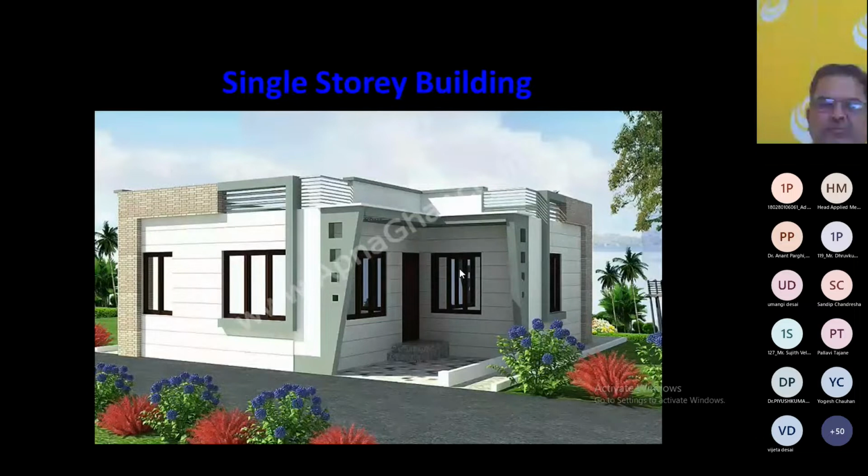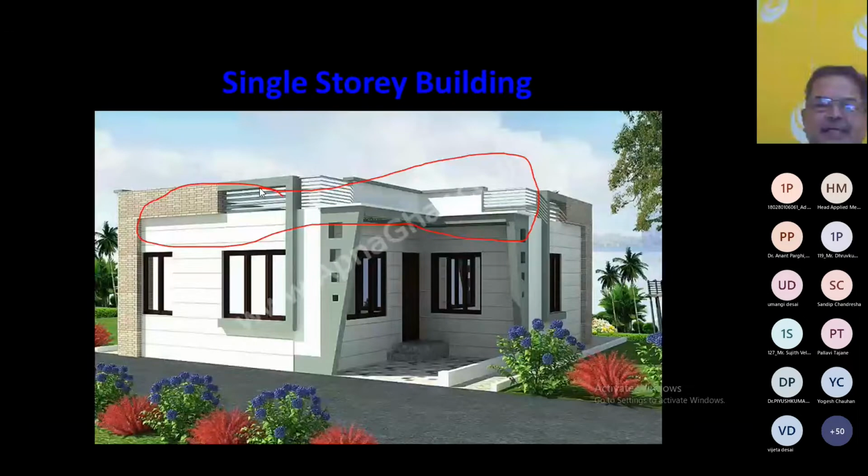Single story building having a larger mass at the top, right? Here the slab is located here. So heavy mass is at the one level, right? So if you want to model, you understand, we are not able to analyze this building directly, right?